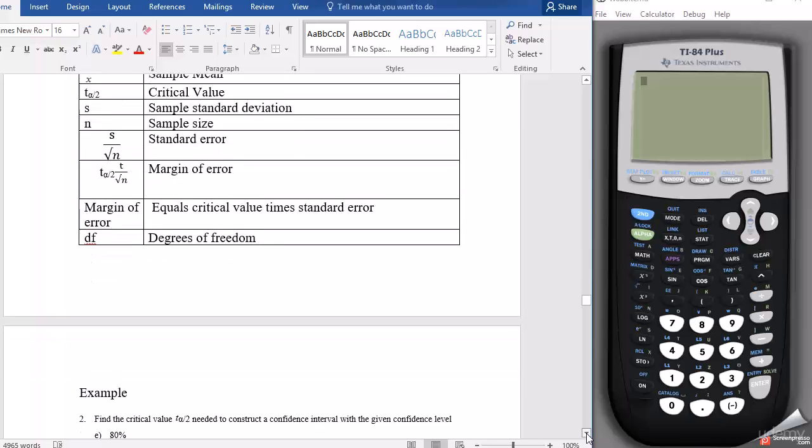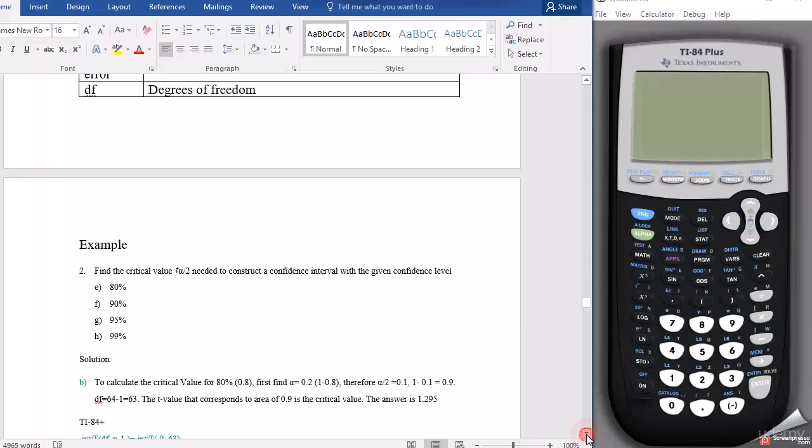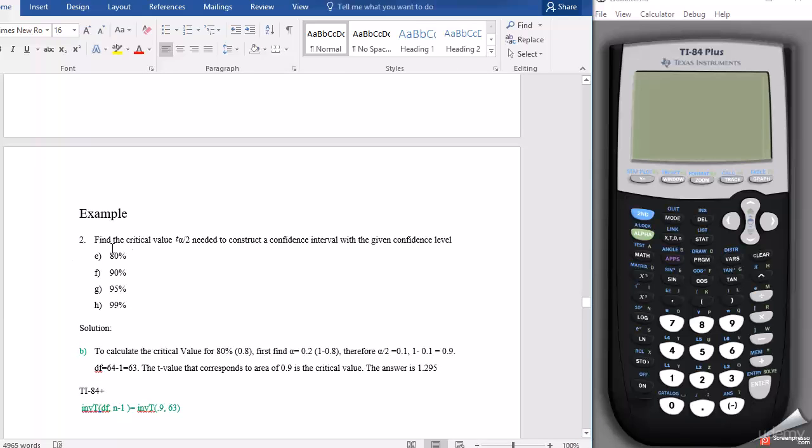So we go down here with an example, and the first thing we're going to do is to find the critical value for these levels of confidence: 80%, 90%, 95%, and 99%. Just like we did before, we're going to use invT instead of invNorm to find these critical values.